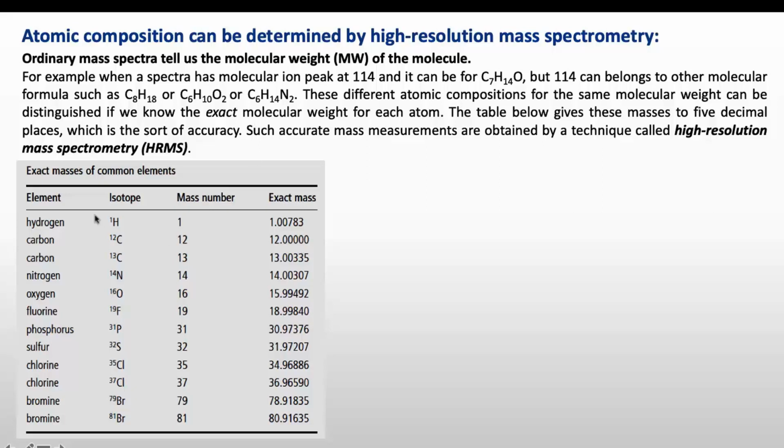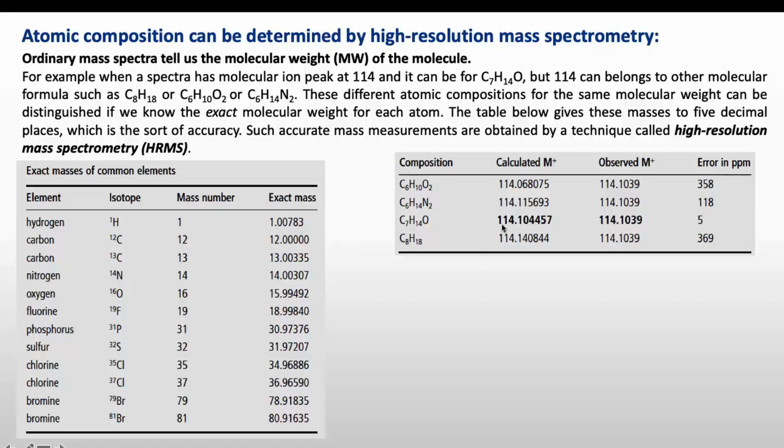As you can see, in general we take the mass of hydrogen as 1, but its actual, exact mass is 1.00783. The table here shows the masses up to 5 decimal places, which is the sort of accuracy. Such accurate mass measurements are obtained by a technique called high resolution mass spectrometry or HRMS. So HRMS can give us the molecular weight as well as the atomic composition of our molecule, and it takes the exact mass of all atoms in a molecule, not the mass number.